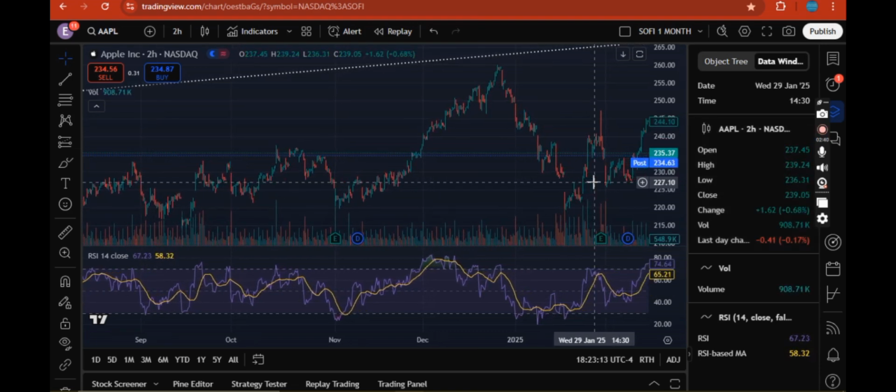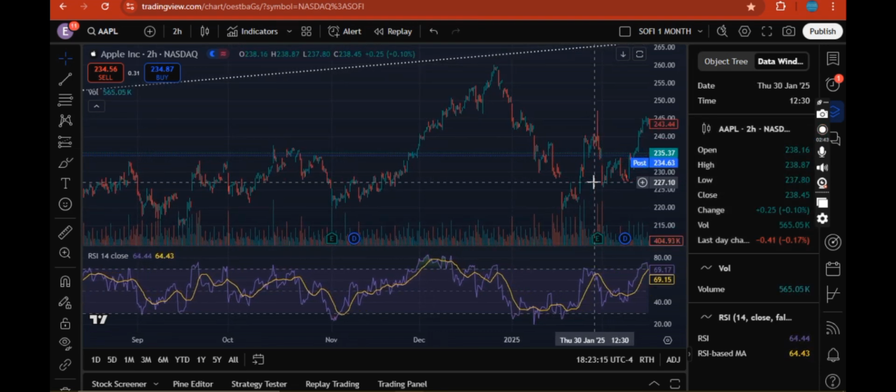It continues to rise, but where do I exit? Well, where the purple line crosses back under the yellow line. That is the exit point. Alright? 243.44, you exit.